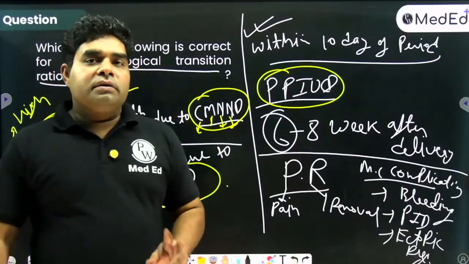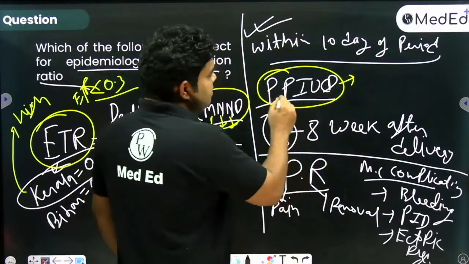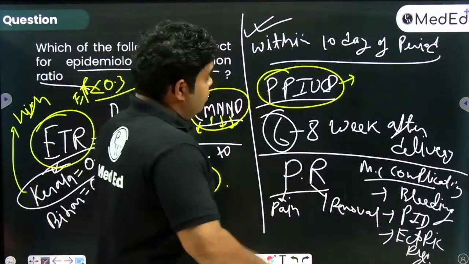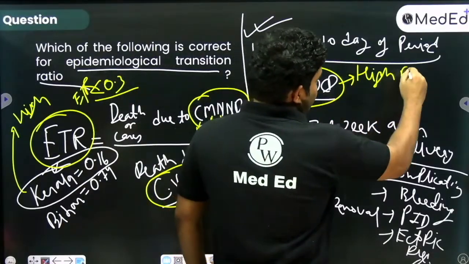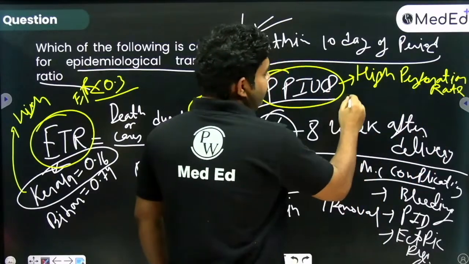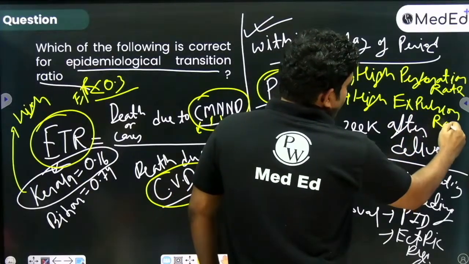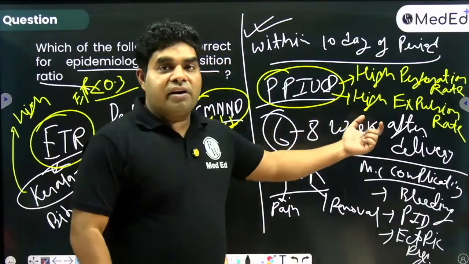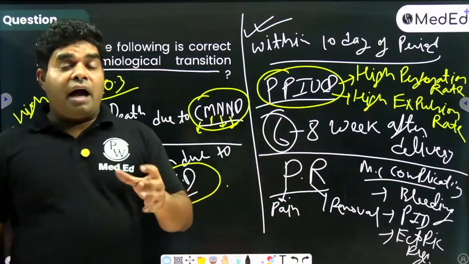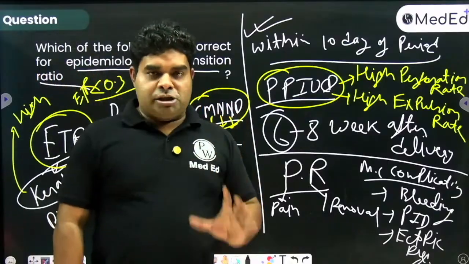But in the Park textbook they have written these 2 points specifically. PP-IUCD, PP means postpartum, just after delivery or within 48 hours of delivery. If you insert an IUCD, the first thing is a high perforation rate, which I told you, because at this time the uterus is soft and it can perforate. The second thing is a high expulsion rate. Because at this time the perforation rate and expulsion rate are both high, this can never be the ideal time of insertion of IUCD. And I am not telling this based on my knowledge, I am telling it based on what is written in the Park textbook.